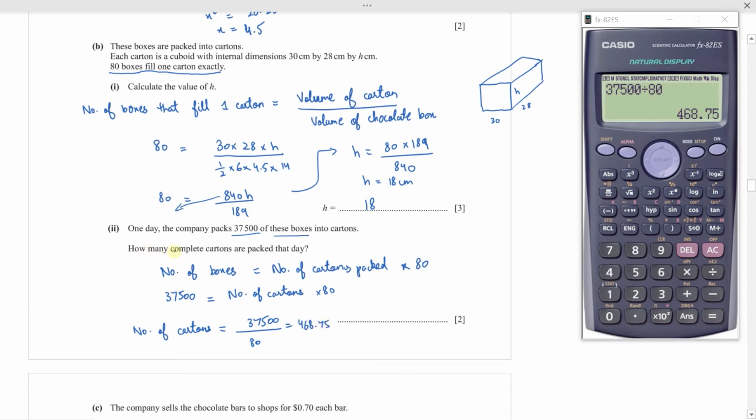So 37,500 divided by 80 gives you 468.75. Now the question asks how many complete cartons are packed. So that means 468 cartons are completely packed, and then the 469th carton was packed up to 75% of its capacity. So you haven't fully packed the 469th carton. So the total cartons that are completely packed is 468.